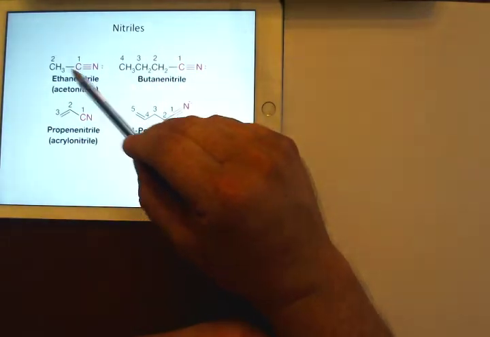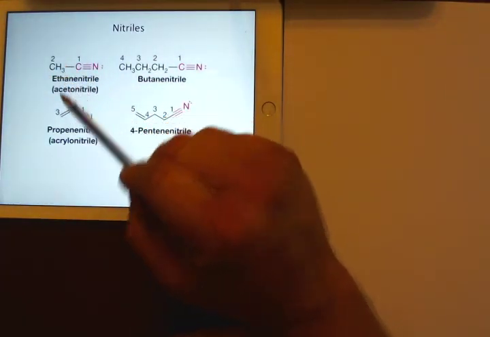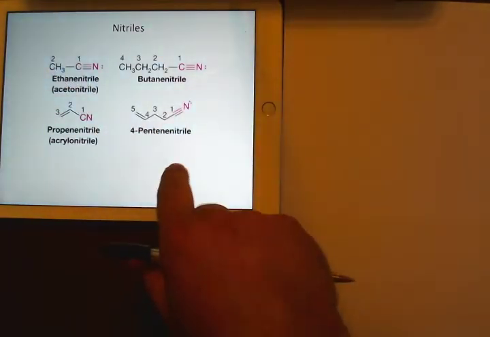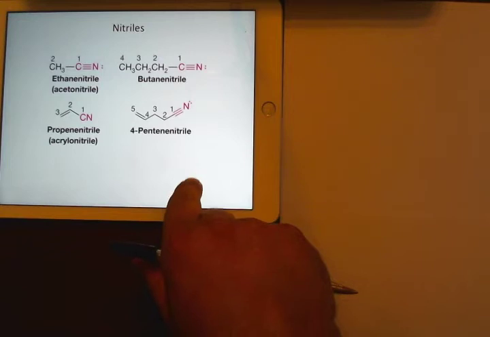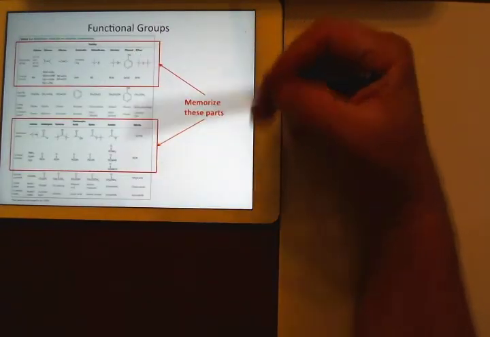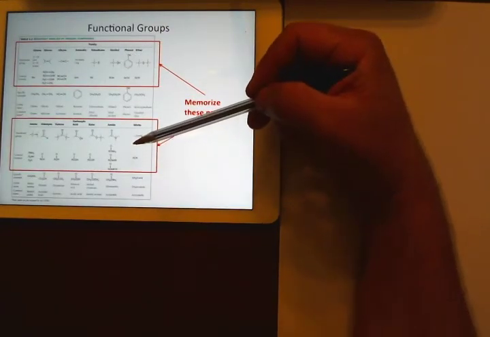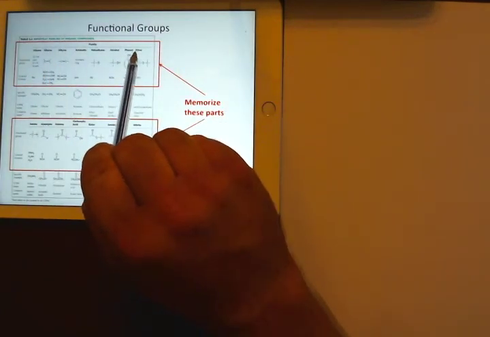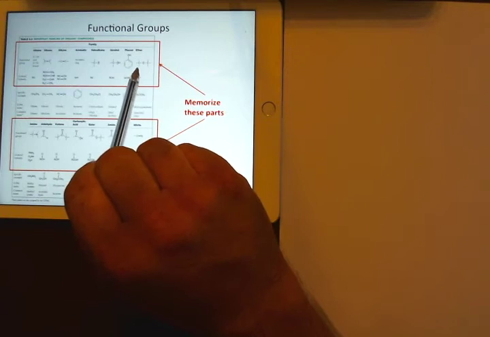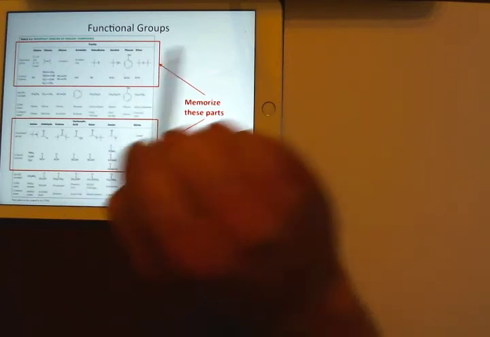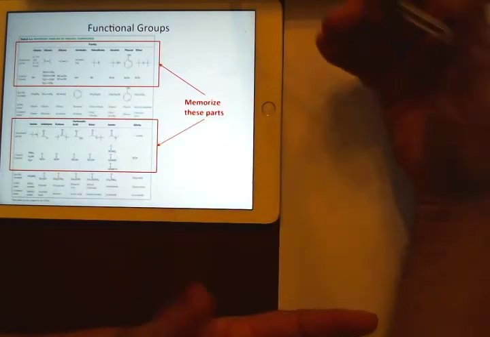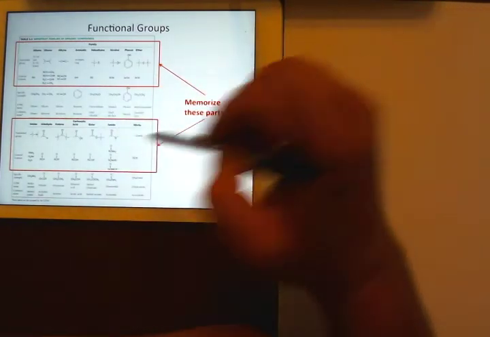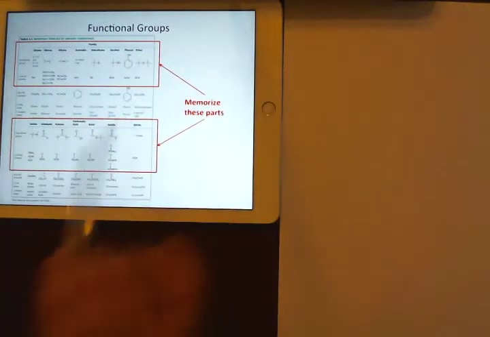So with that, acetonitrile is again a commonly used solvent. It's typically used as a polar solvent in HPLC separations. From this chart, Table 2.3, what you need to know is the name, and be able to pick out what that functional group is. You need to be able to see that in a structure, circle it, and name it. So we'll go over a couple of examples here.